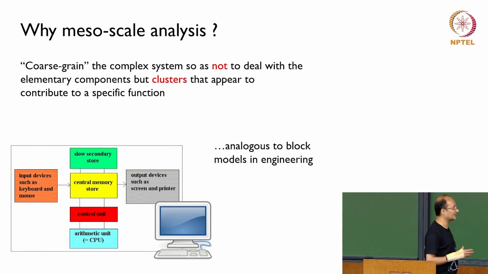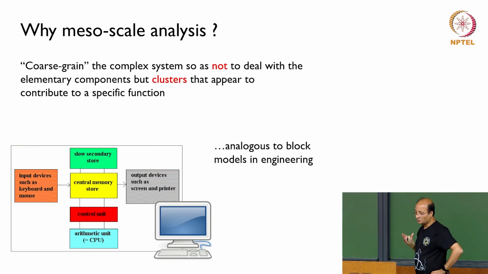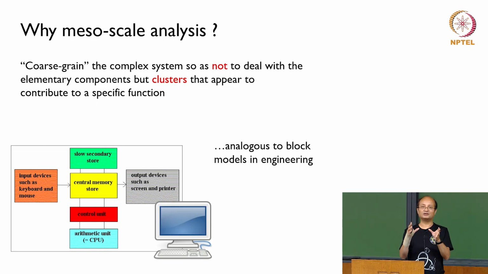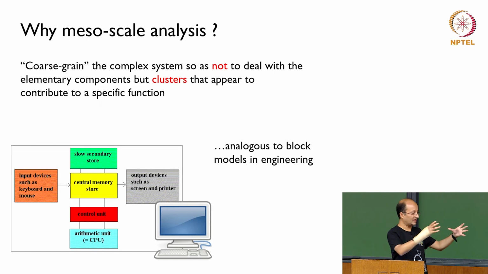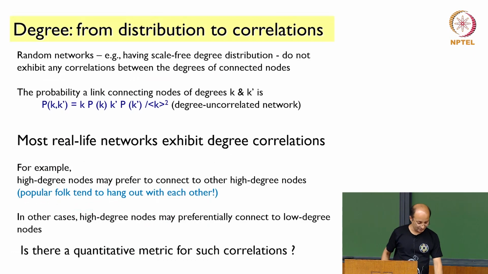So the idea is, can we have a coarse-grained description of a complex system where you're not going down to the most elementary level because it will be too complicated a description, but rather groups of those elementary units which you can consider as a block, and then see how these blocks relate to each other? I hope that this will become clearer as we go along.